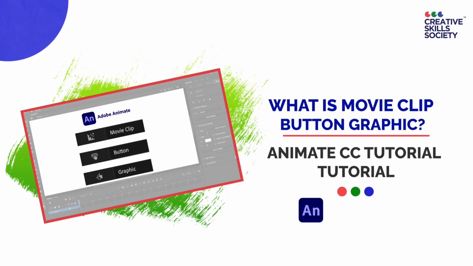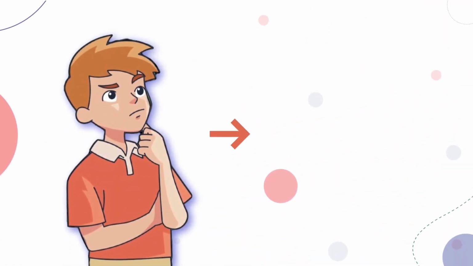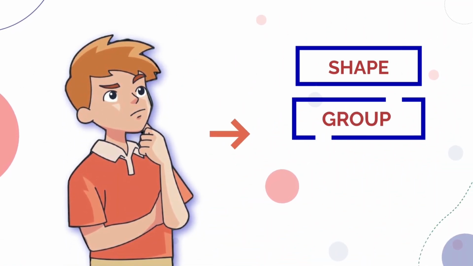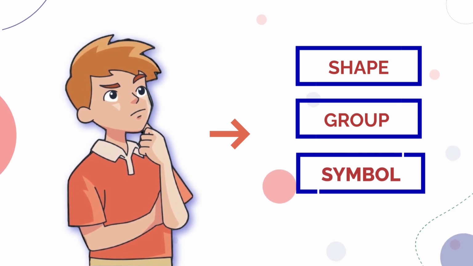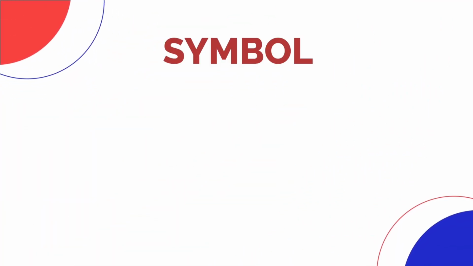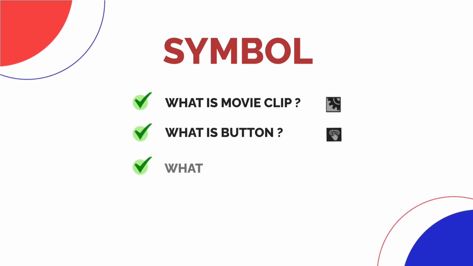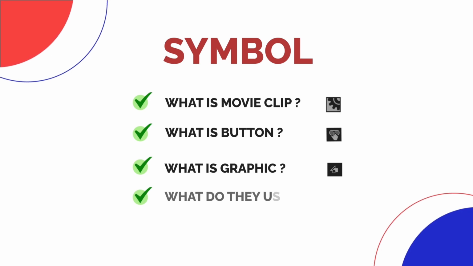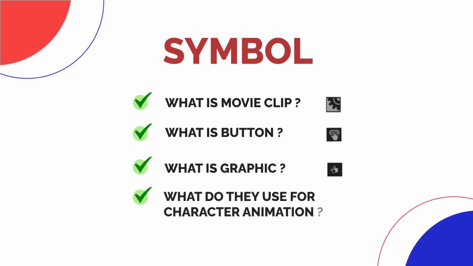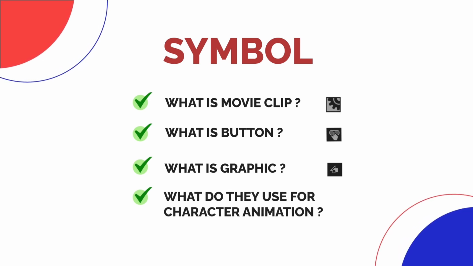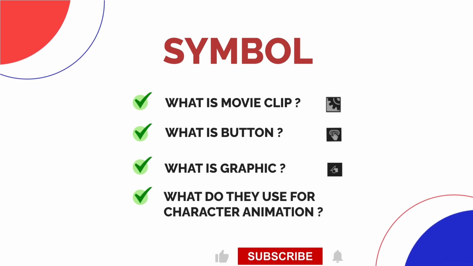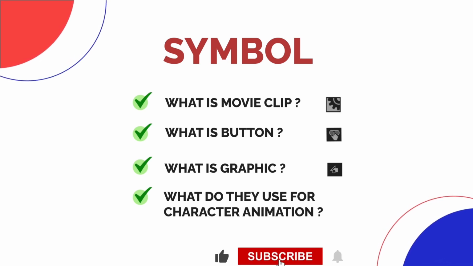I observed many students, after they completed Animate CC, still have confusion between shape, group and symbol. And in symbol, they still have confusion about what is movie clip, what is button and what is graphic, and what to use for character animation particularly. So today we are going to focus on all these things.